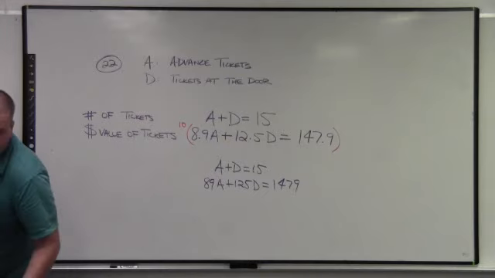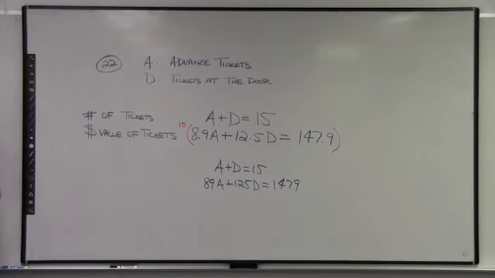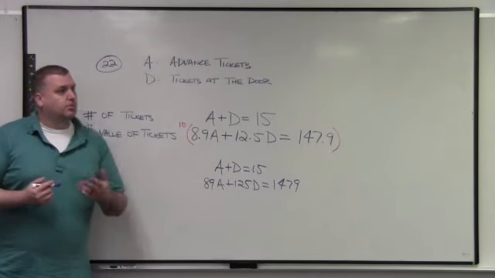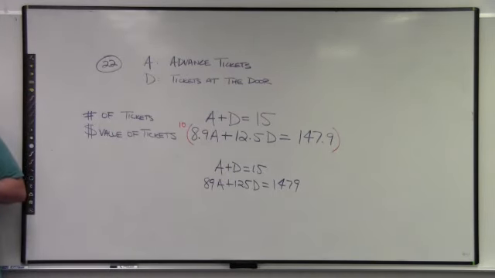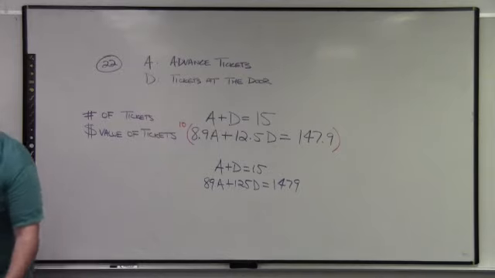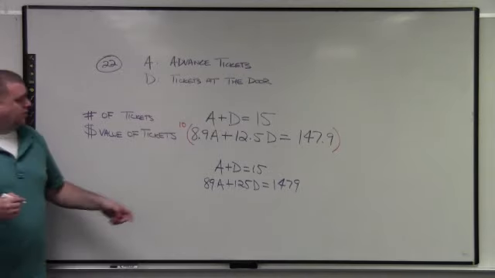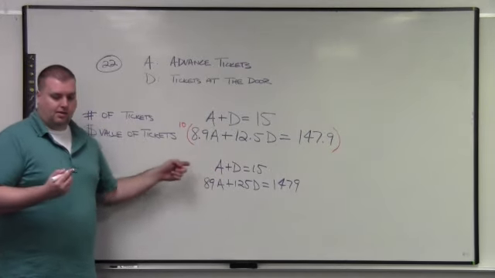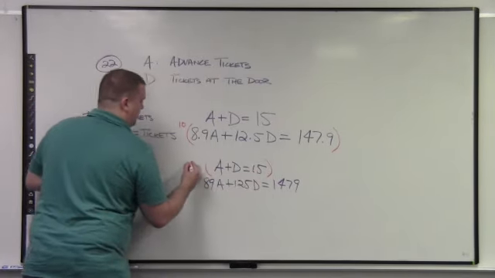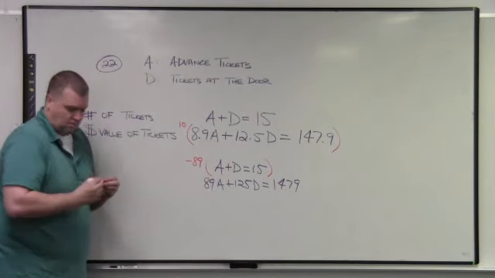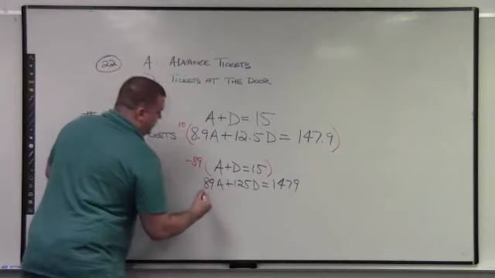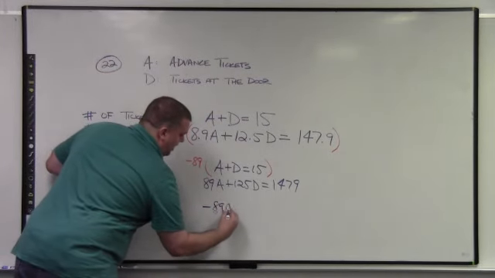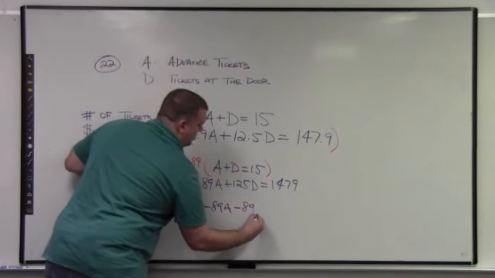So you could work this with elimination or substitution. I do have 1 as my coefficient on A and D, so if you're more comfortable with substitution, you can do it that way. I'm going to try elimination since I already have A and D on the same side. What letter do you want to eliminate? It really doesn't matter in this case. So what would I have to multiply this first equation by? Negative 89. So that is going to give me negative 89A, negative 89D.